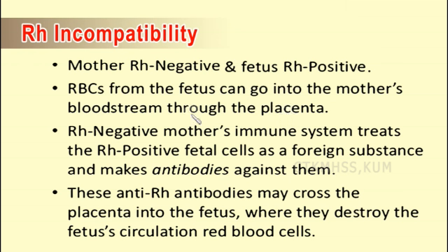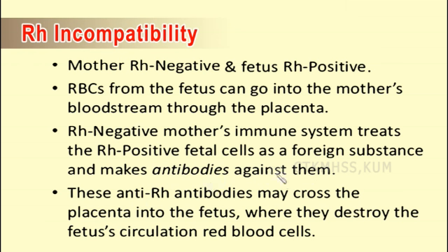Here you can see the RBC from the fetus. The fetus blood contains the RBCs. These RBCs move into the mother's bloodstream through the placenta. As a result, the RH negative mother's immune system treats the RH positive fetal cell as a foreign substance and makes antibodies against them.